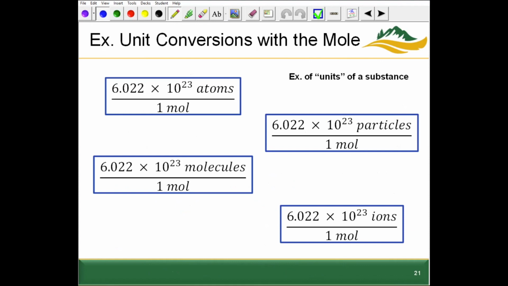I'm jumping ahead to this slide. We'll come back to it. Here are some examples of how else we can use Avogadro's number. So atoms to moles, particles to moles, cabbages to moles if you'd like, molecules to moles, ions to moles. Eggs to moles is another one. Notice that 6.022 times 10 to the 23rd is always here, and it describes one of these elementary entities or units, and then 1 mole is on the other side of this fraction. So think of it as 6.022 times 10 to the 23rd somethings per mole.